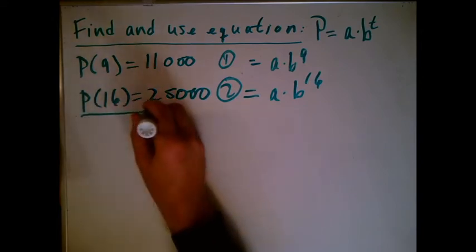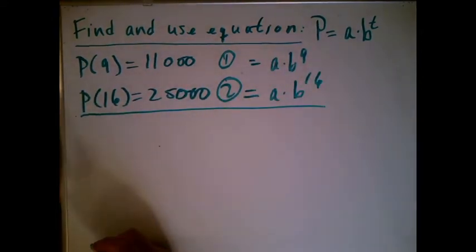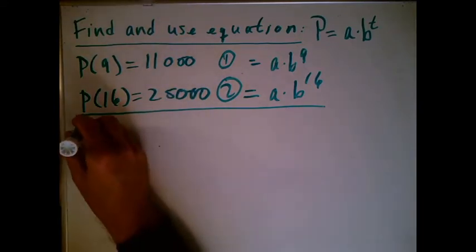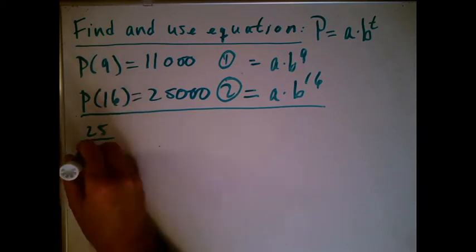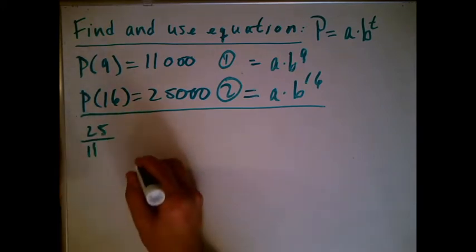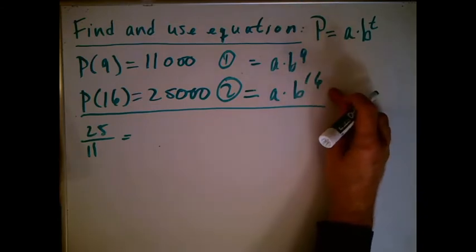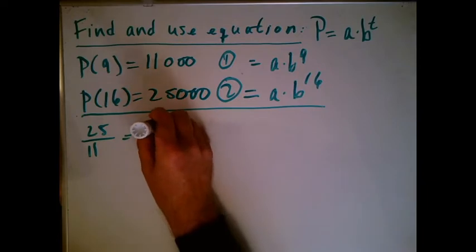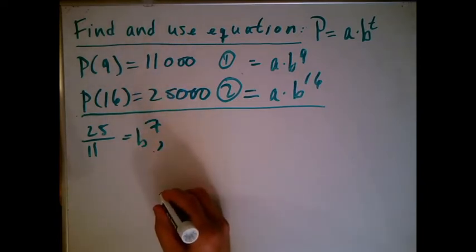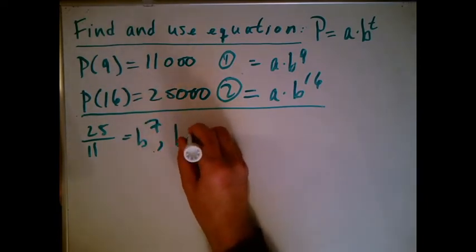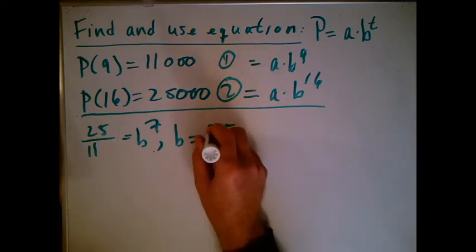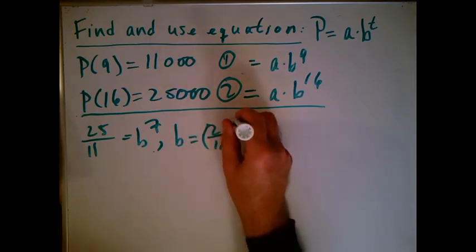Yay. Now what I'm going to do is divide equation 2 by equation 1. So 25,000 divided by 11,000 is just 25 over 11. Very glad all those zeros went away. And when I take A times B to the 16th divided by A times B to the 9th, I just get B to the 7th. And so what we want to do is just solve for B. I'm going to get 25 elevenths to the 1/7.